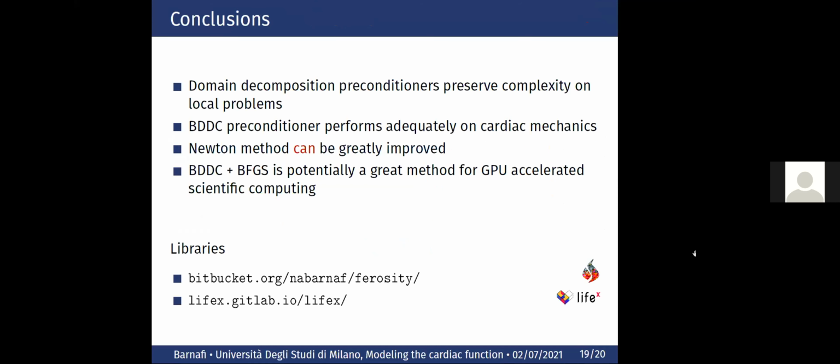So let me conclude. We have talked about domain decompositions. They kind of preserve the complexity of the problem. In particular, the BDDC performs adequately here in cardiac mechanics, and we can improve Newton solvers. This holds, in particular, for these two techniques that we have seen. It seems really promising to then go for GPU accelerated scientific computing.